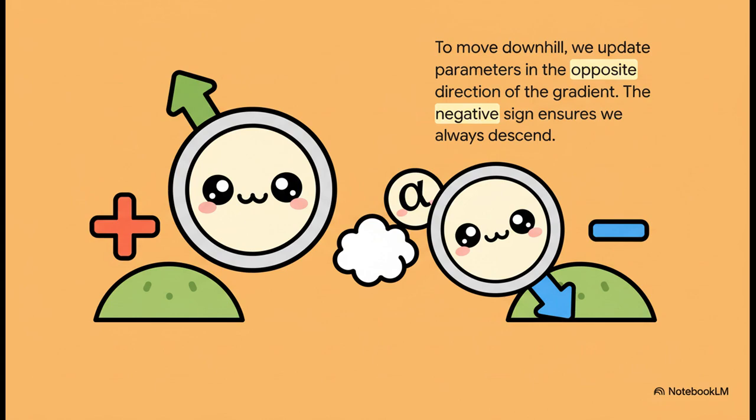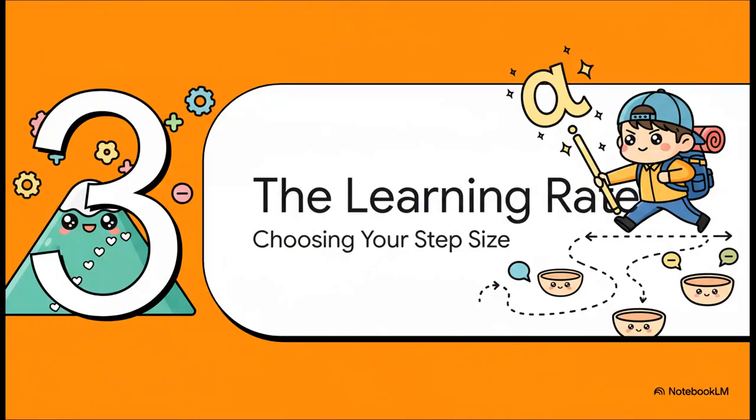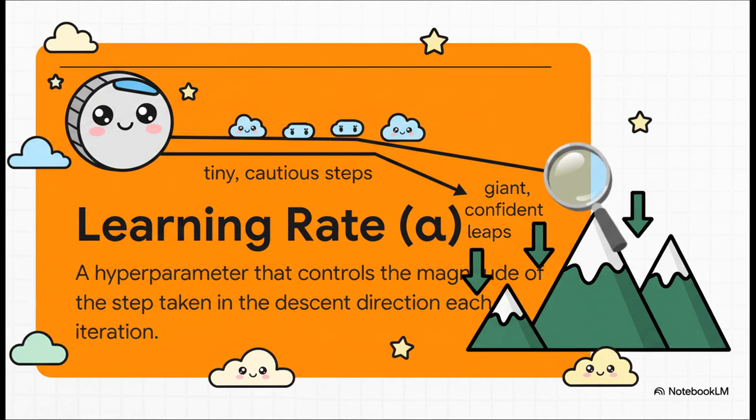It is super important. Okay, time to talk about that alpha symbol. This is called the learning rate, and it basically controls how big of a step our mountain climber takes. And let me tell you, getting this value right is absolutely crucial to success. The learning rate is what we call a hyperparameter, which is just a fancy way of saying it's a setting that we have to choose before the training even starts. Think of it like a knob you can tune. Are you going to take tiny, careful baby steps down the mountain, or are you going to take huge, confident leaps? That's what alpha decides.